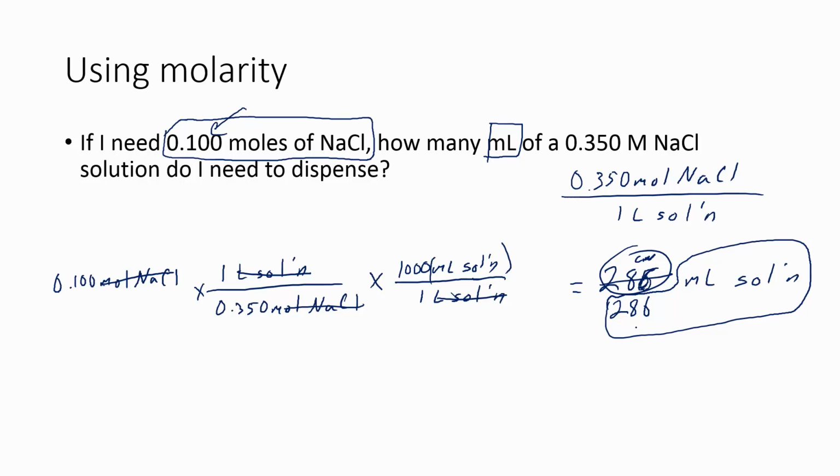Well, does that make sense? That's about a quarter, and maybe a little more. And 0.100 moles is a little less than a quarter of 0.350. So yeah, that makes sense. If I had a whole liter of this solution, I'd have 0.350 molar. But I don't, so I don't have 0.350. It all makes sense.